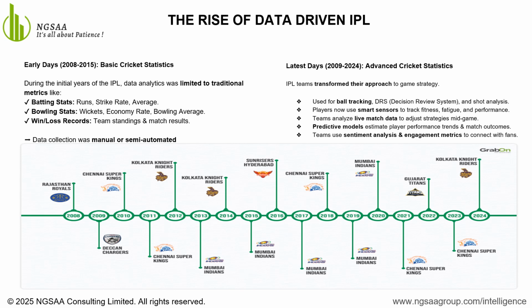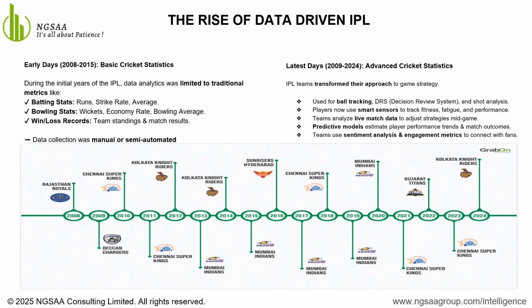Over the years, IPL has evolved significantly in terms of data analytics and technology integration. Early days, between 2008 and 2015: data analytics was primarily limited to traditional cricket statistics such as batting statistics, runs, strike rate, and batting average. Bowling statistics, wickets, economy rate, and bowling average. Win-loss records, team standings, and match results. Data collection was mostly manual or semi-automated during this period.